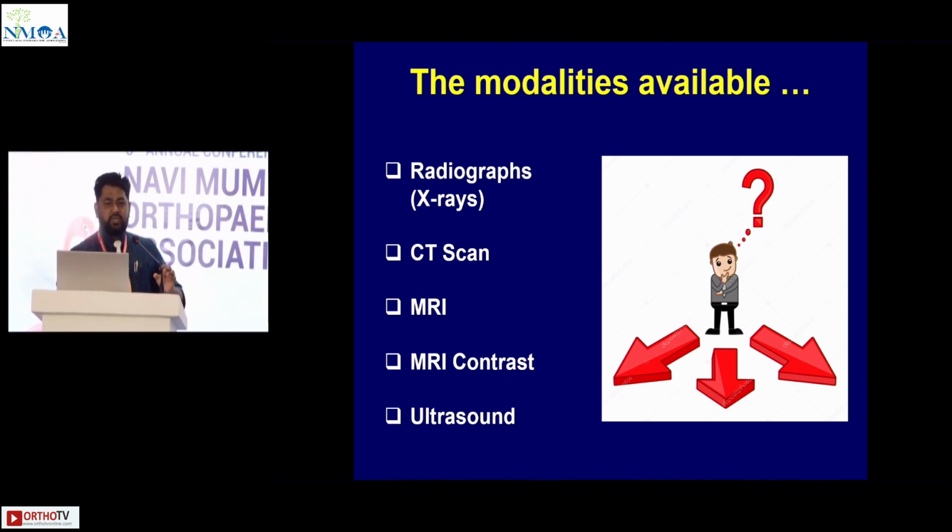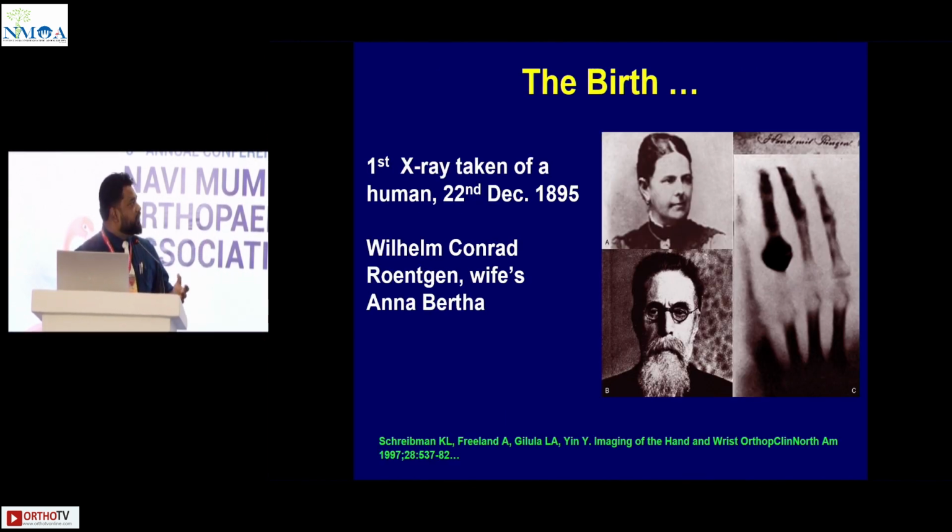Since the inception of X-rays, discovered on the 22nd of December 1895 by William Conrad Röntgen, his first test subject was his own wife, Anna Bertha. The first X-ray taken was of his wife's hand with a wedding ring on it. It took 20 minutes at that time to have an X-ray; now it has evolved to less than 2 seconds. So the radiograph is the best and foremost investigation for the wrist, which we should start with.